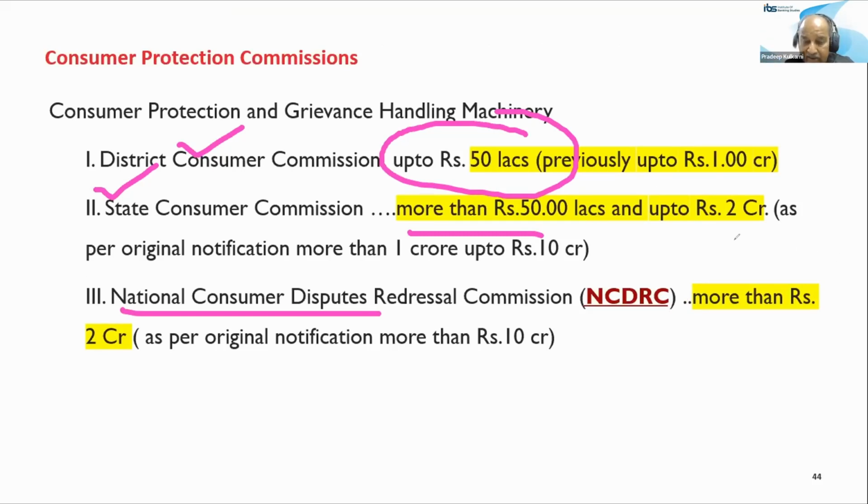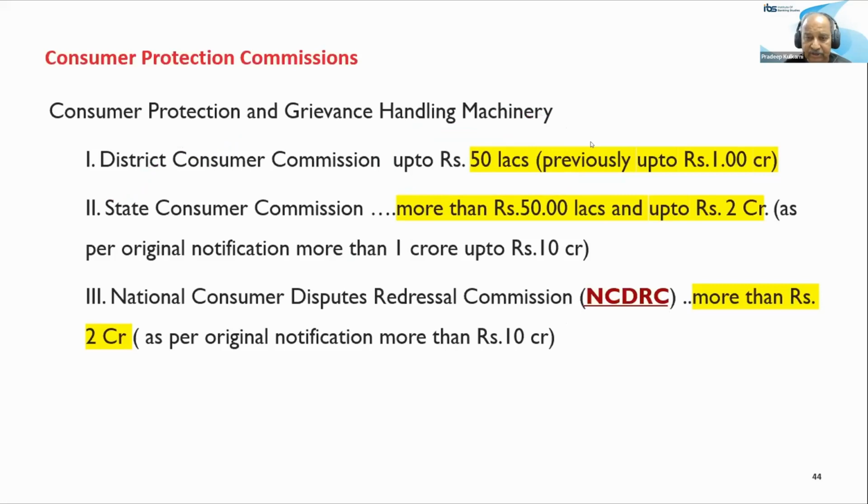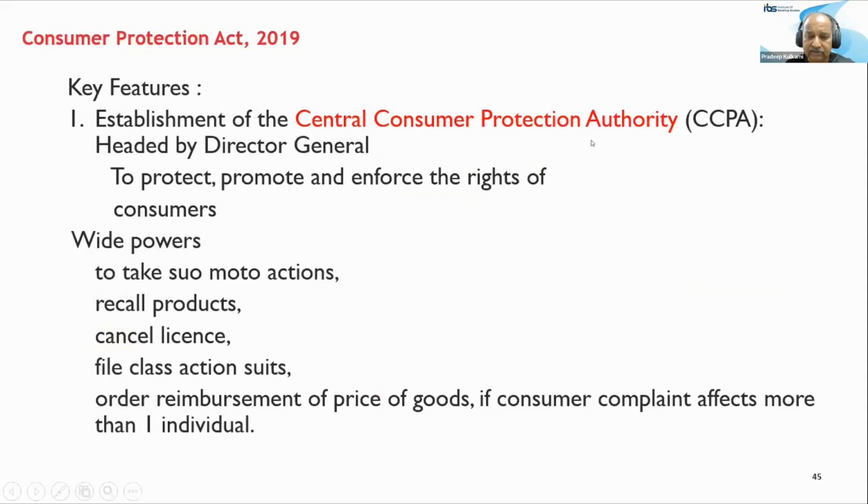Earlier, as per the Consumer Protection Act 2019, the limit for State Consumer Commission was more than 1 crore up to 10 crore, and for District Consumer Commission, up to 1 crore. But subsequently the guidelines were changed during the COVID time, because that time only the rules were framed and these guidelines underwent change. The law was saying something, thereafter the law was amended and the guidelines modified. An important point under this Consumer Protection Act is, earlier no such authority was there.